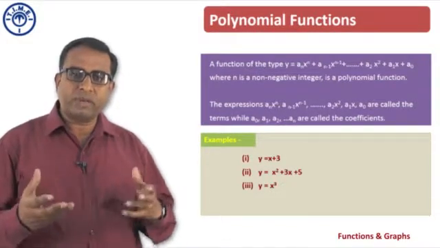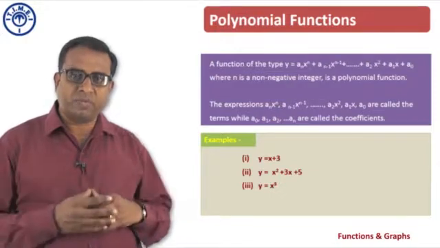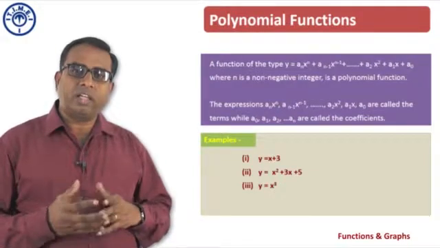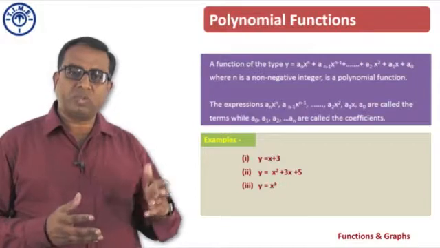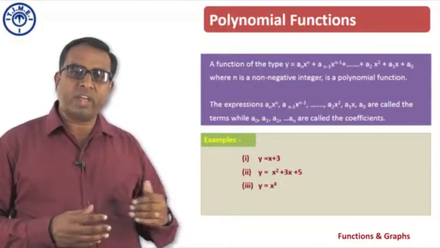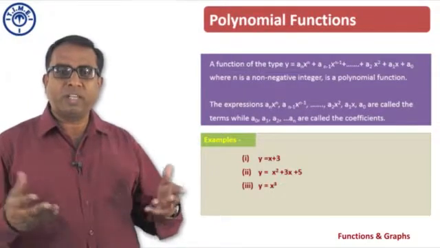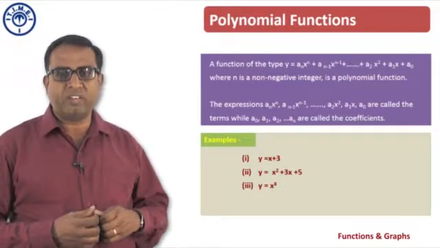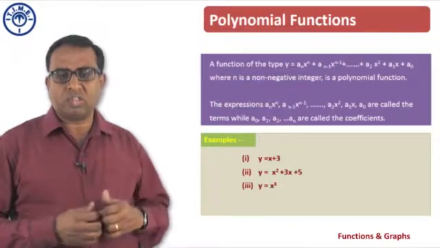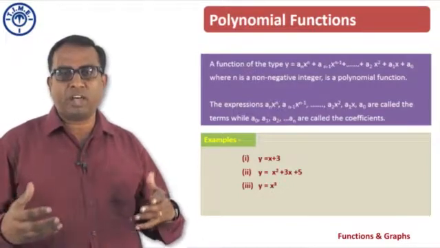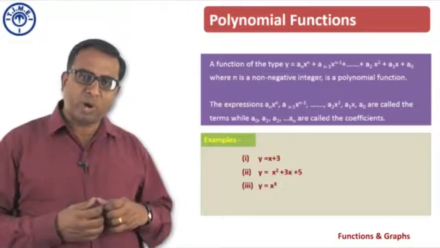Now if you look at a typical case, say y equals x plus 3, you find that x and 3 are terms, and the coefficient of x is 1. Let's look at another case: y equals x square plus 3x plus 5. One more example: y equal to x cube. So we have seen these three things. In fact, we will give a name for these types of polynomials.